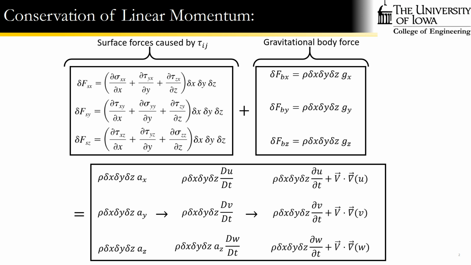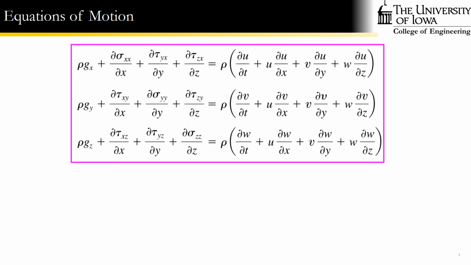And then because we know the definition of the material derivative, we can write those out using that. Then the next step was, we've got these pesky delta x, delta y, delta z's in every single term. That represents the tiny volume. So if we cancel all of those out, we end up with the equations of motion: body force plus surface force per unit volume, because we canceled out that little volume, is equal to density times the acceleration.